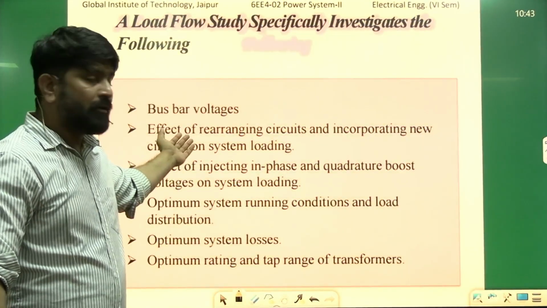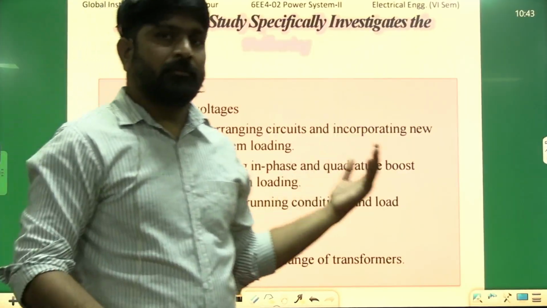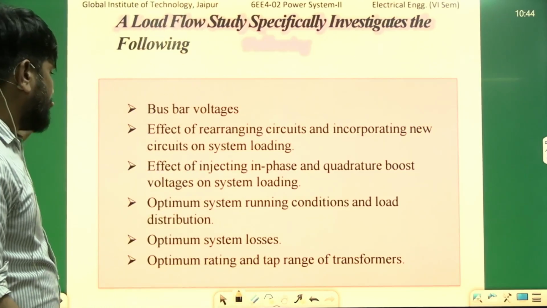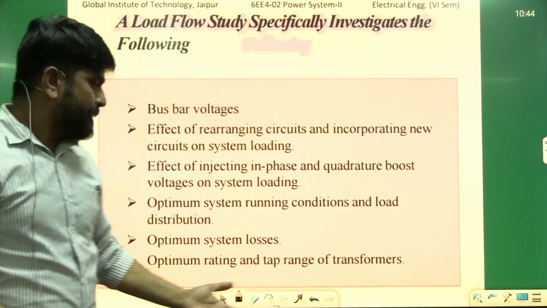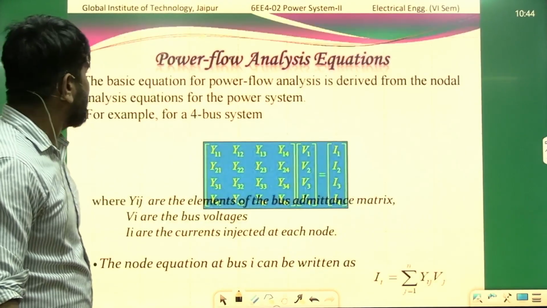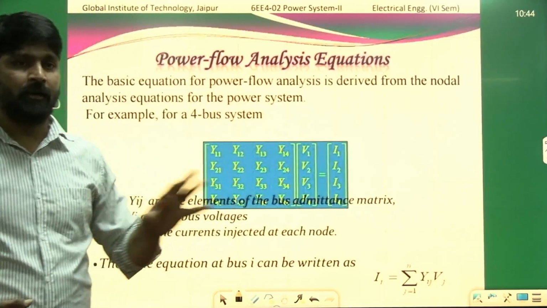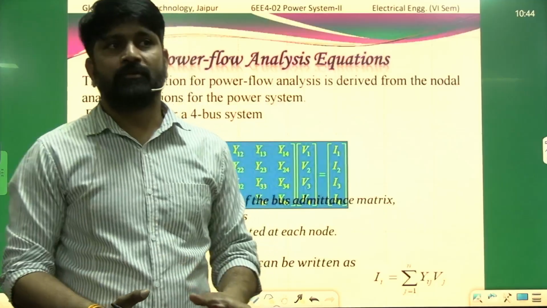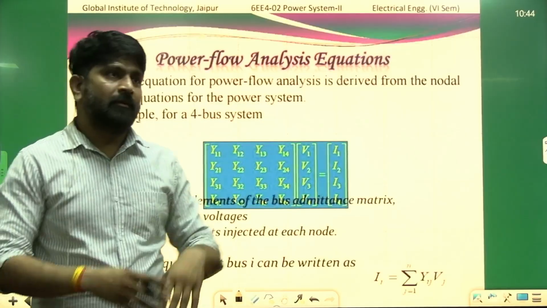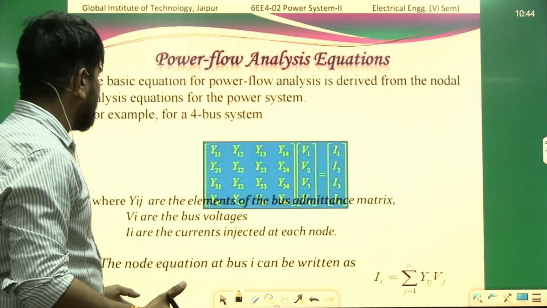I already told you about bus bar voltages. What is their effect on load flow studies? They affect optimum system losses, rating and tap range of transformers. Then there is the load flow equation. What is the load flow equation? In the load flow equation, we use a bus system. Our bus system may be of 3 types, 4 types. We include many types of buses.